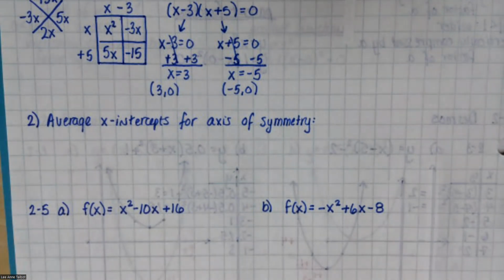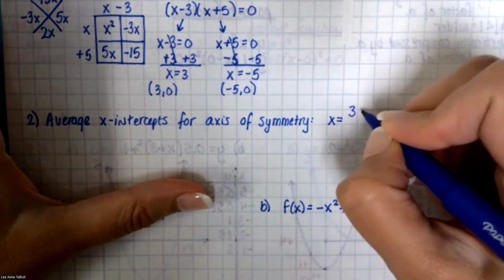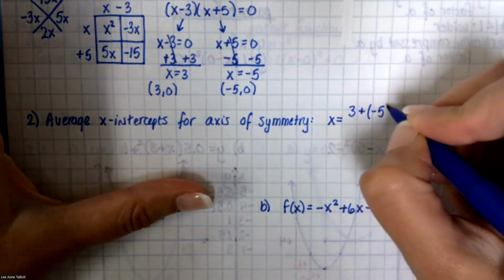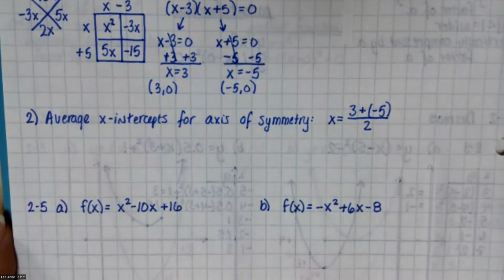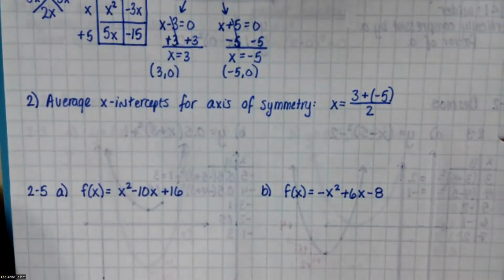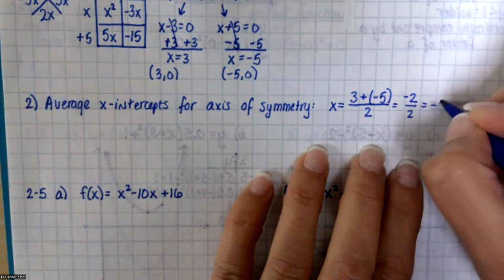I saw you guys do this informally on your team test, which I liked because you used your previous knowledge and common sense to say, okay, the middle of that thing has to be 3. But you didn't say to yourselves necessarily, let me average the x-intercepts to determine the axis of symmetry. That's okay. So x equals 3 plus -5 divided by 2, which is -2 divided by 2, which is -1.